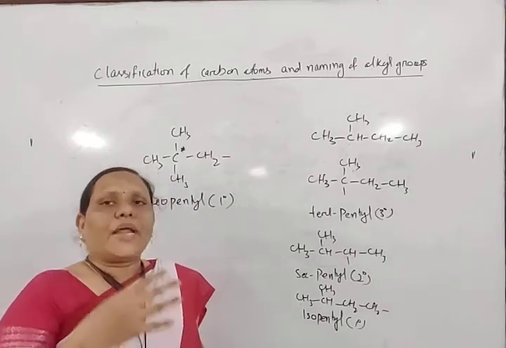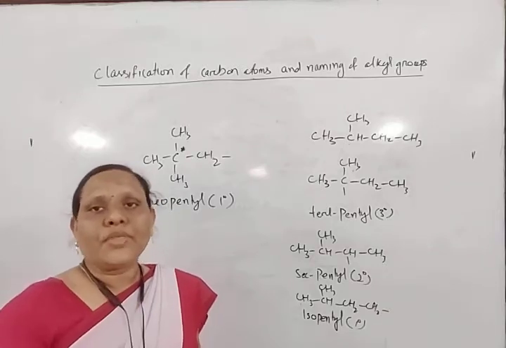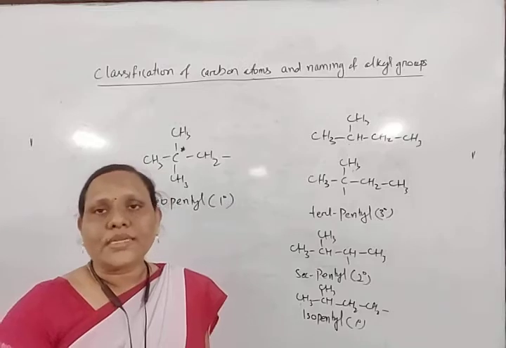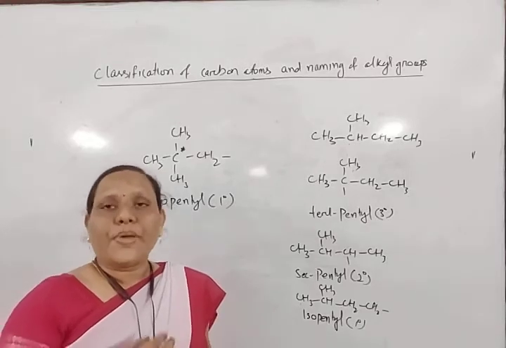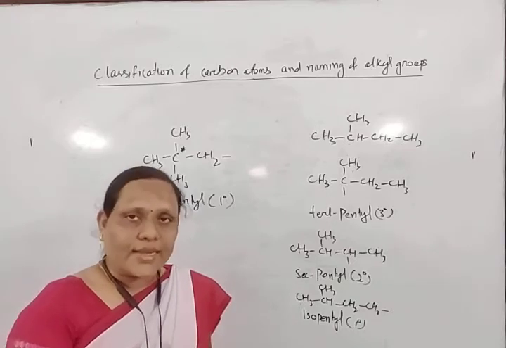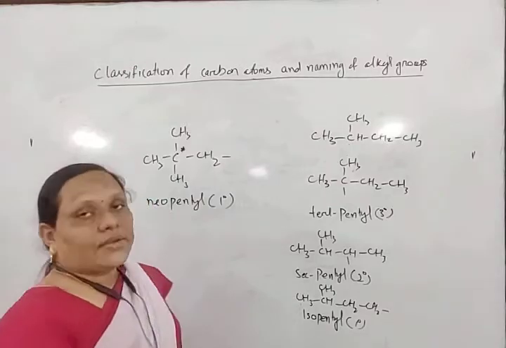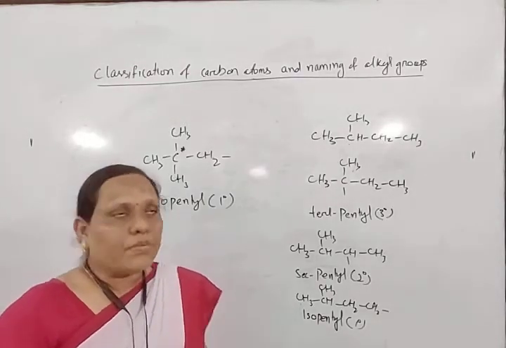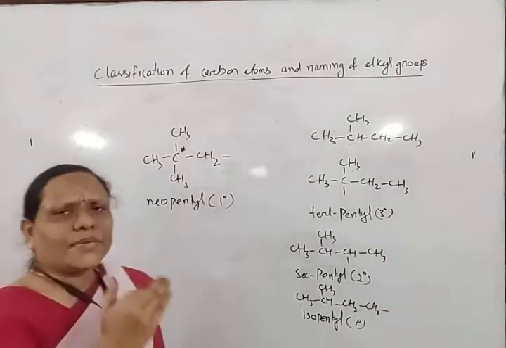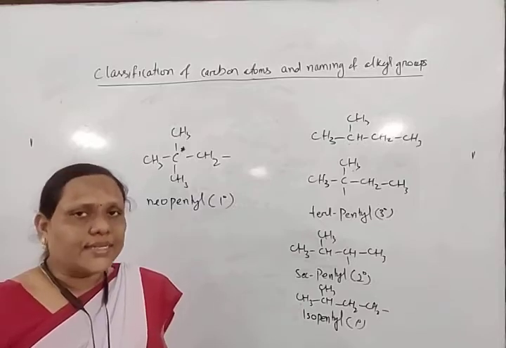In this way, if a hydrogen is removed from a primary carbon, that is known as a primary alkyl group. If a hydrogen is removed from a secondary carbon, that is known as a secondary alkyl group. If a hydrogen is removed from a tertiary carbon, that is known as a tertiary alkyl group. But from the quaternary carbon, hydrogen cannot be removed because there is no hydrogen there. Okay, so that is the classification as primary, secondary, tertiary alkyl group. I think now it is clear.